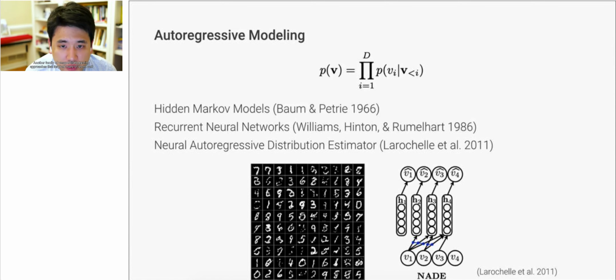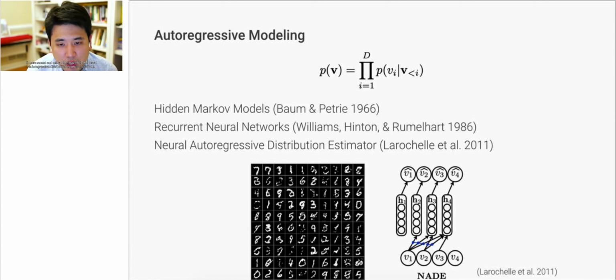Another family of unsupervised learning approaches that inspired many recent self-supervised methods is autoregressive modeling. In autoregressive modeling, the model predicts each element of the data sample conditioned on the previous elements, where the individual conditional distributions are easier to model than the data distribution as a whole. Hidden Markov models or recurrent neural networks are historical examples based on the concept of autoregressive modeling.